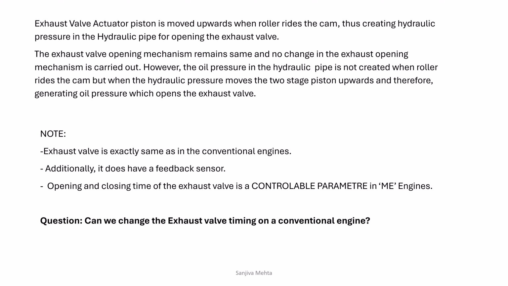In a conventional engine, can we change the exhaust valve timing? No, not at all. It is more or less like having two cams which can be changed anytime at will. Early closing and late closing are not possible in a conventional engine. In the ME engine, it's possible. That is the beauty of this engine. So the exhaust valve timing can be delayed, not advanced. It can be opened late, but not early, and it can be closed early and closed later also. Both are permissible, allowed, possible.